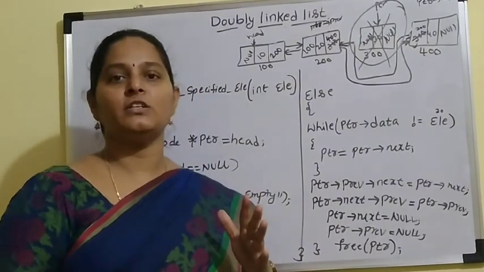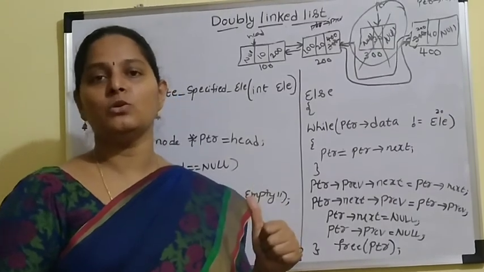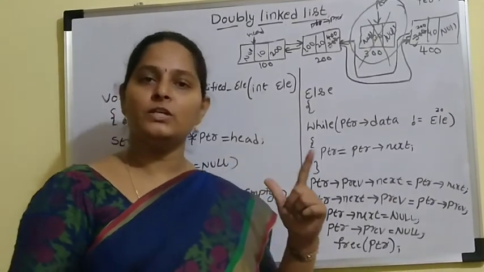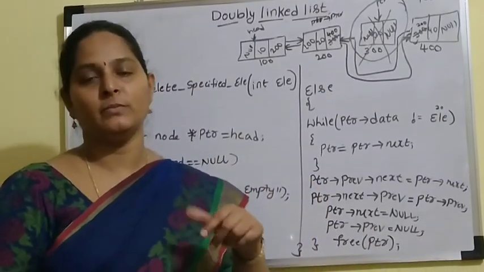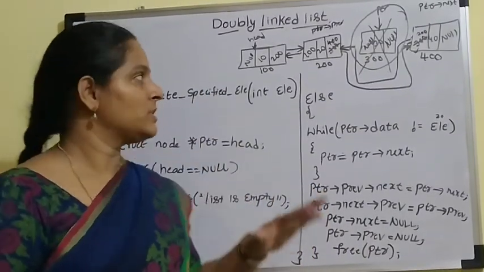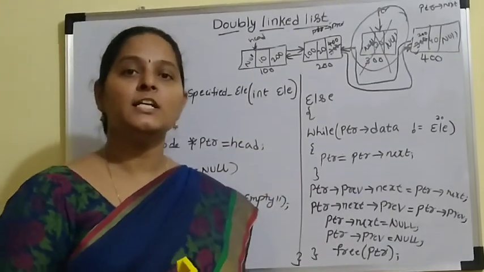So in this lecture, we have seen how to remove the node from the beginning, how to delete the node from the end, and how to delete the specified element from the list. So this is about doubly linked list deletion operation.